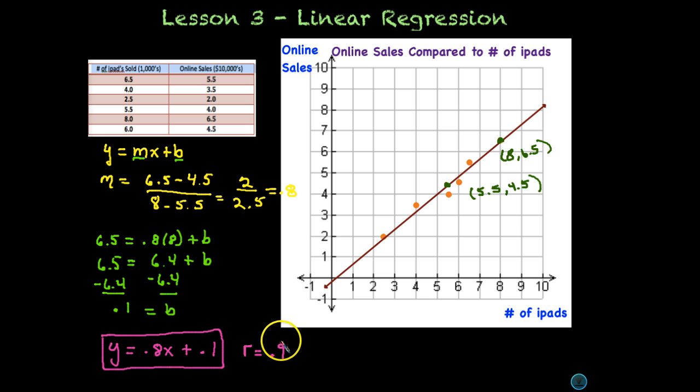Remember that 1 is a perfect correlation, meaning that every point is on my line. This is not quite the case, but they are still very closely clustered to the line. Okay, let's go ahead and go to our calculator and see how close we were.